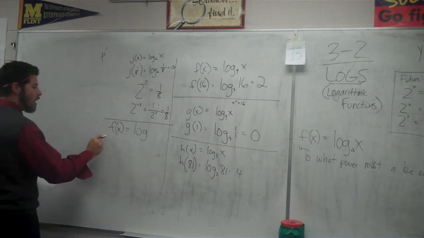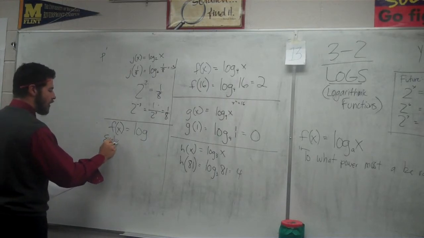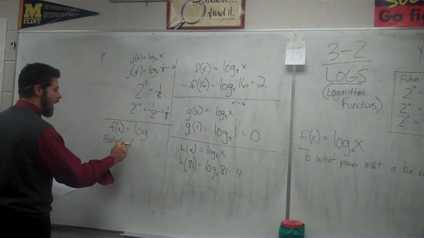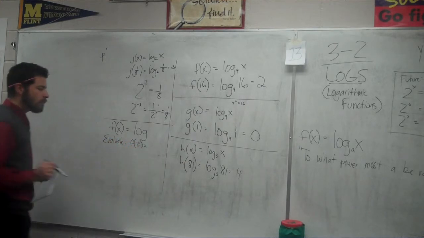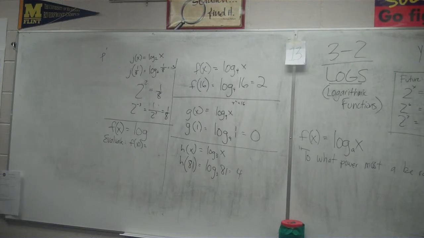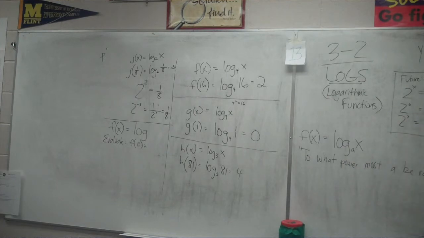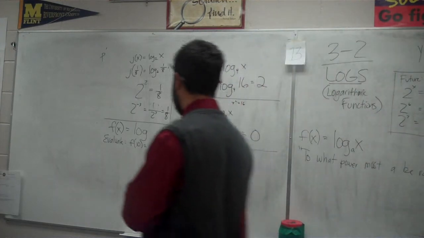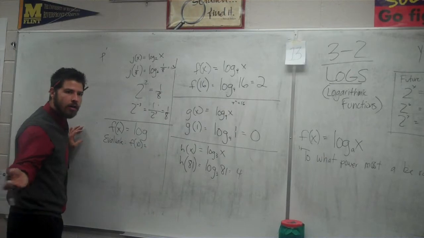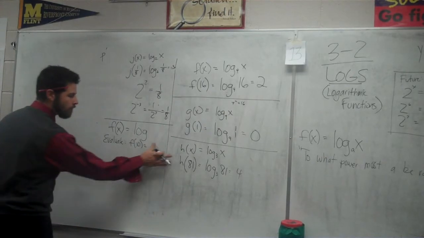Alrighty then. Let's use our calculator to evaluate f of 10. So let's just type in our calculator, log 10, enter. Tell me what you get. 1. 1 is right. Why is it 1? Because 10 to the first power is 10. So it's equal to 1.